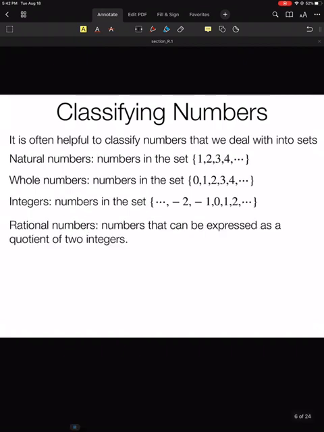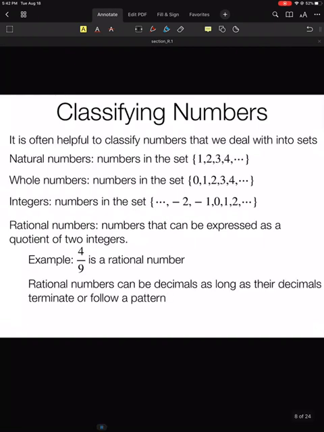And then we get to some more, maybe a little complicated numbers, the rational numbers. A rational number is any number that can be expressed as the quotient of two integers. You want to remember that when I say quotient, I mean division. So two numbers divided by each other is a rational number. For instance, 4/9 is a rational number. I have an integer on top, an integer on the bottom, and I'm dividing them. So that's a rational number.